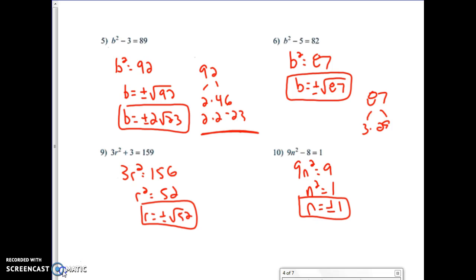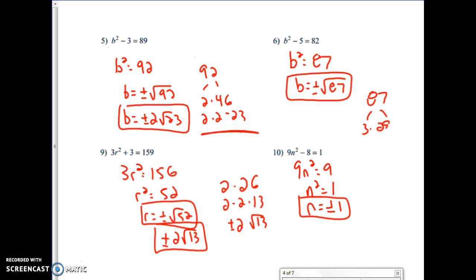For number 6, you guys got plus or minus square root of 87, so we're okay there. For number 9, I got plus or minus square root of 52. But that does break down, because I get 2 times 26, and that's 2 times 2 times 13, so it's plus or minus 2 square root of 13. Okay, so that's your final answer for that one. And then you guys get plus or minus 1 for number 10.